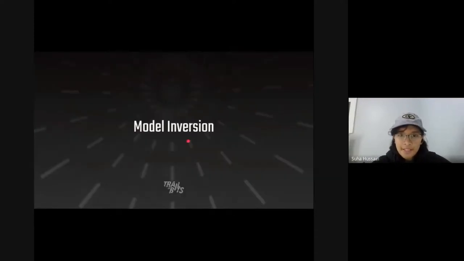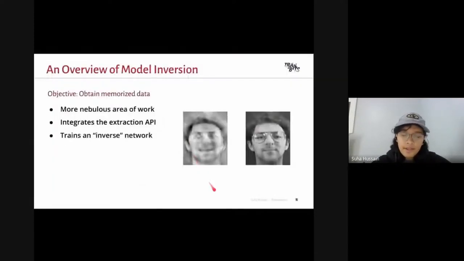On to our final attack, model inversion. This class of attacks is a much more nebulous area of work, which means that we couldn't adopt an all-encompassing phase-based approach. What a model inversion attack does is that it looks for data that the target has memorized.